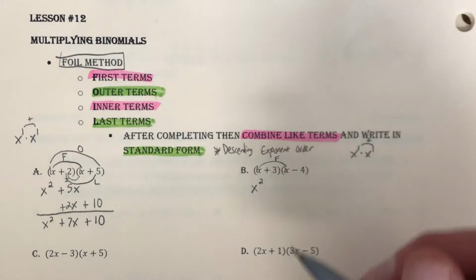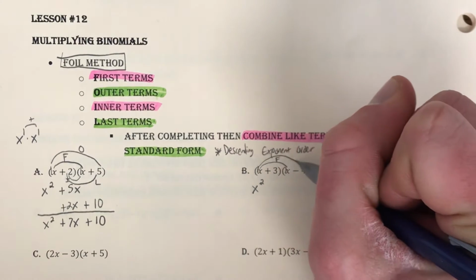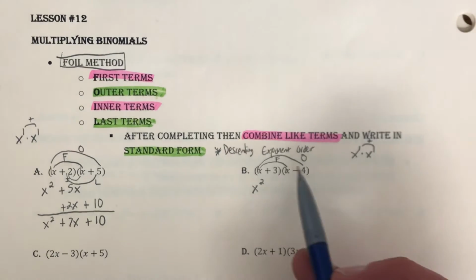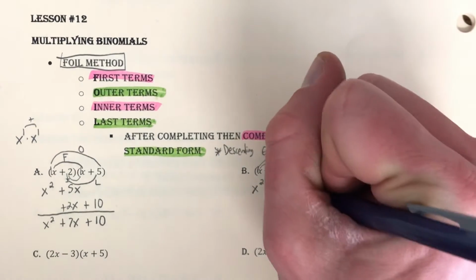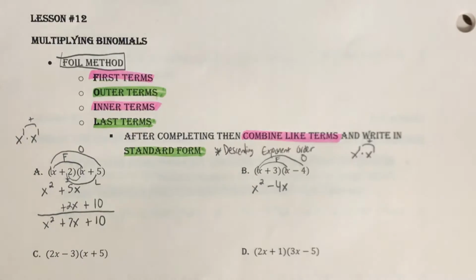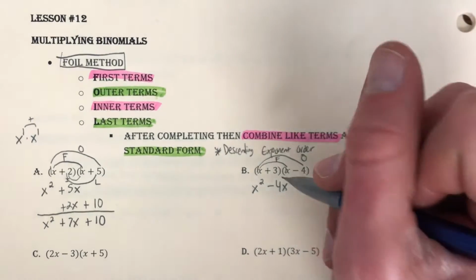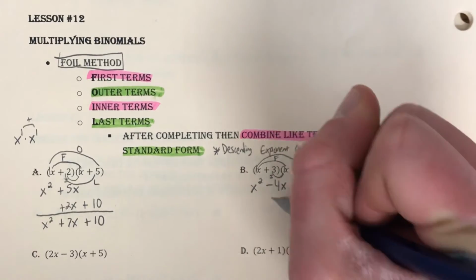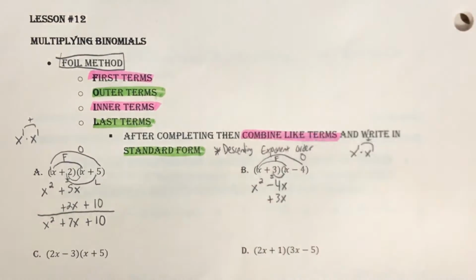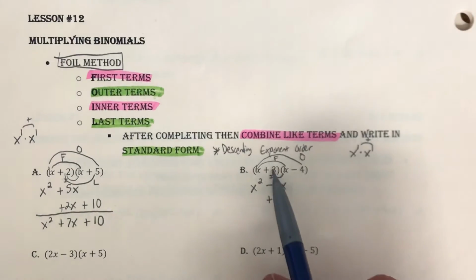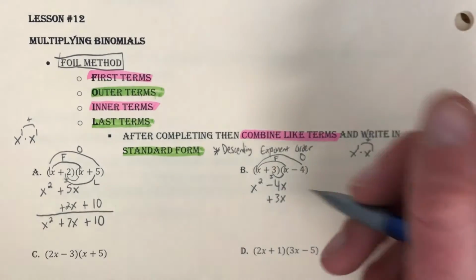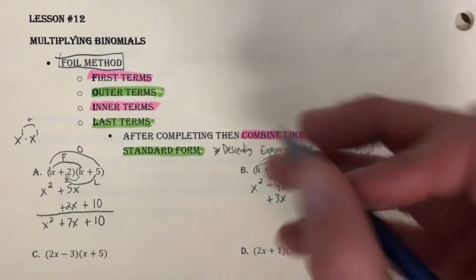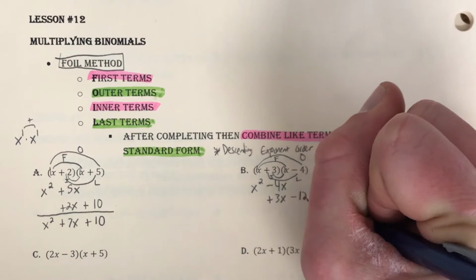Then we're going to do the outer term, so x times negative 4, because we include the signs in front. So x times negative 4 is negative 4x. Then we go on to the inner terms. So 3 times x is positive 3x, right? And it's important to include signs, positive 3 times x. Then the last term, so positive 3 times negative 4. Positive 3 times negative 4 is negative 12.